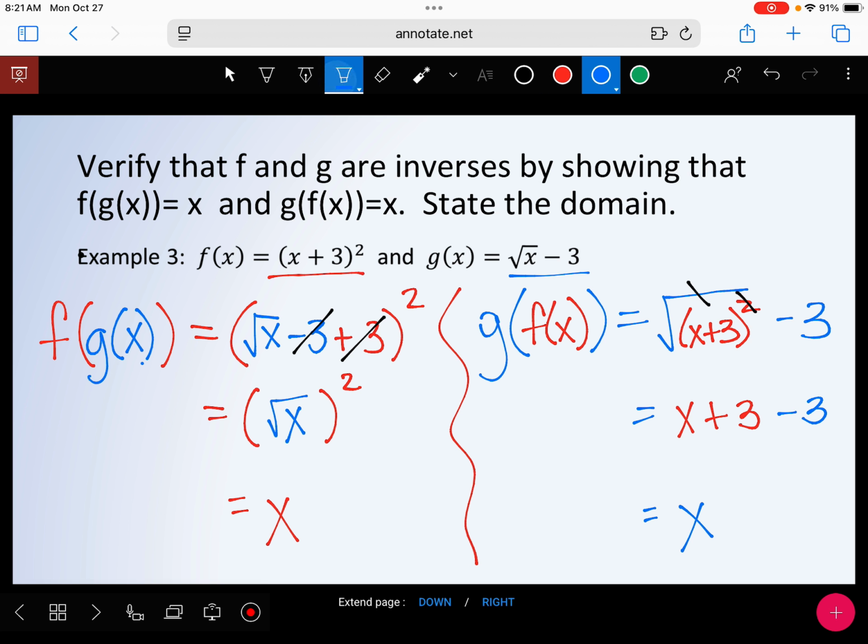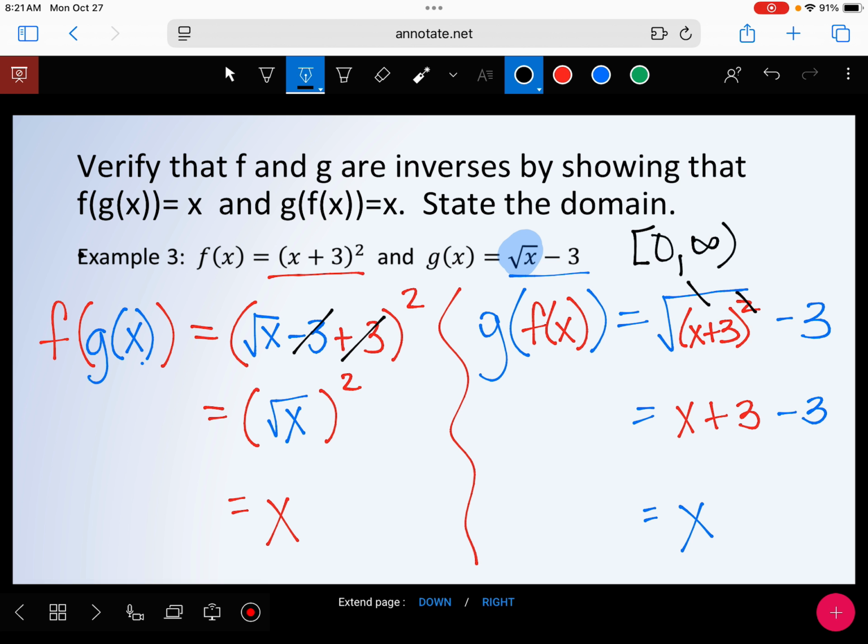So what do you think my domain would be because I have this square root? The numbers have to be greater than or equal to what? 0. Why can't they be less than zero? Numbers that are less than 0 are what? Negative. Can you take the square root of a negative? No. So for this one, my domain would be bracket 0 to infinity.